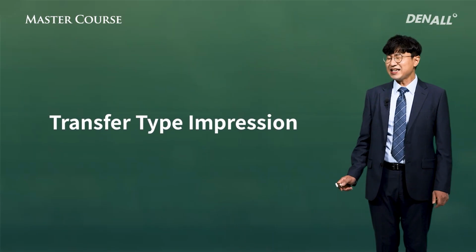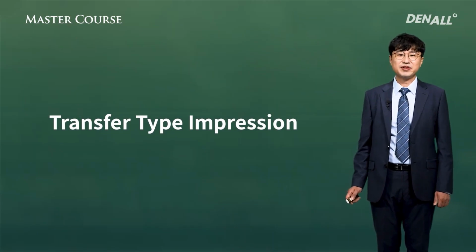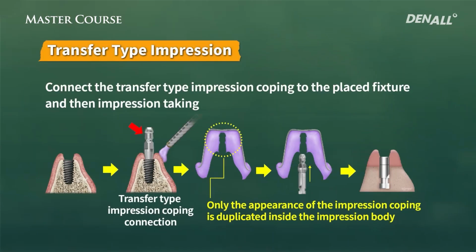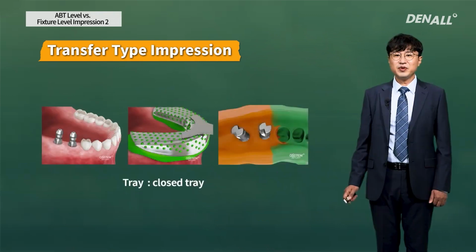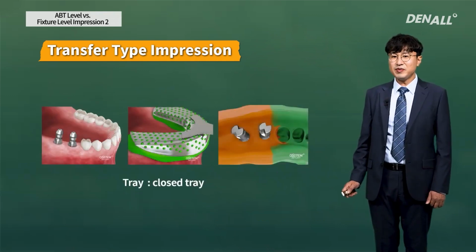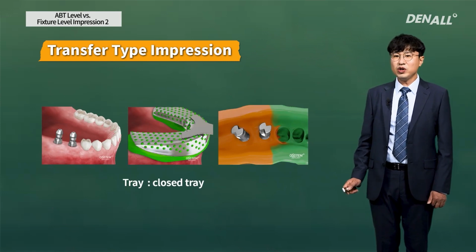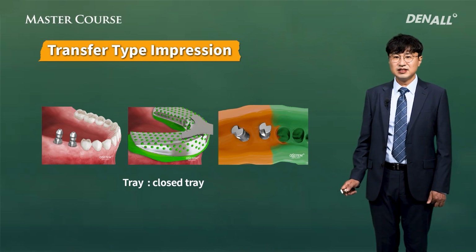Of the fixture level impression, the one that I use most often is transfer type impression. Red arrow indicates transfer impression coping. You might not again understand what it is if you see it for the first time, but by seeing the next slide and videos, you'll gain more understanding. If you use this type of coping, unlike the pickup impression coping, you don't have to use a tray with a hole. You can use closed tray, like any tray that you use for taking impression of natural teeth.